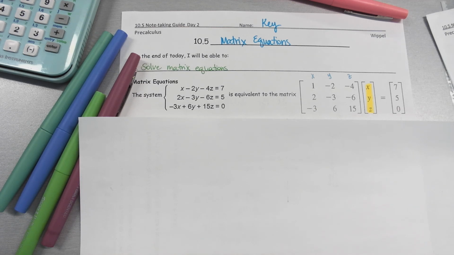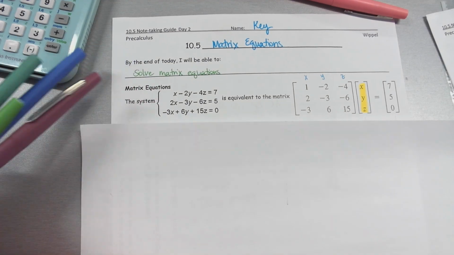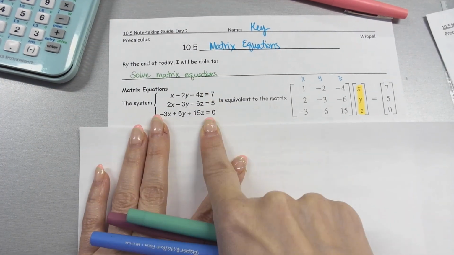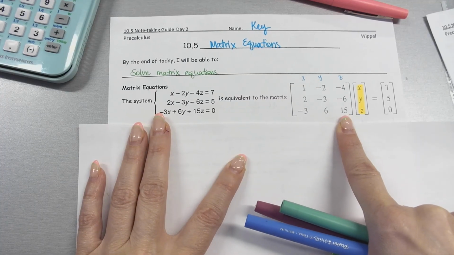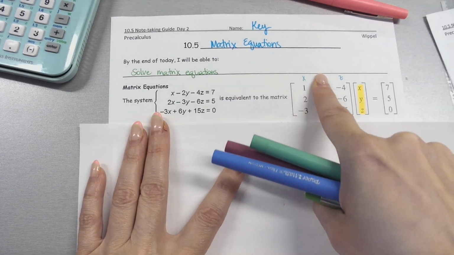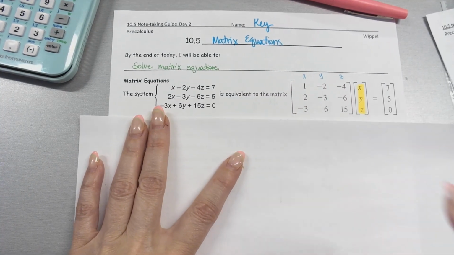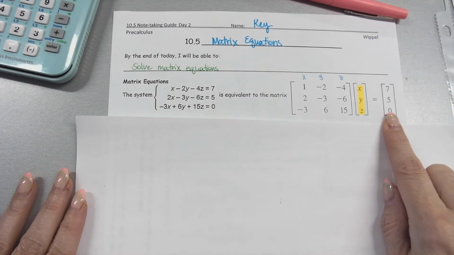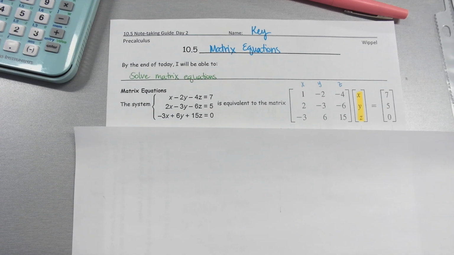Okay, so today our focus is matrix equations. We'll be solving matrix equations. And when we do this, we're going to be using something similar to our augmented matrix. It's a little bit different in that you don't put the row of constants in the matrix. Okay, so it's the coefficients of x, y, and z, and then you multiply it by x, y, z. And then we know it has to be equal to 750.